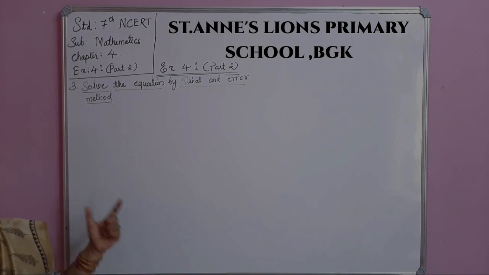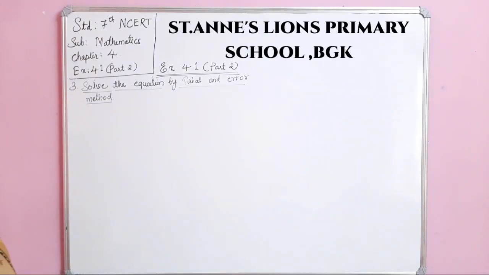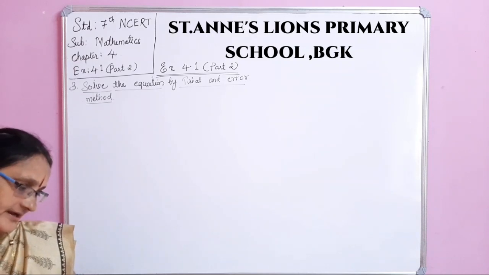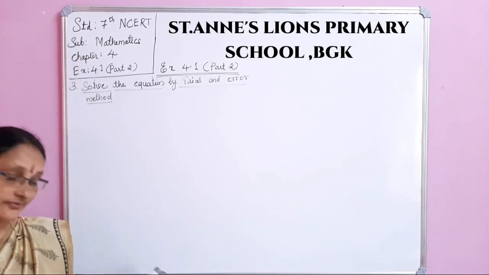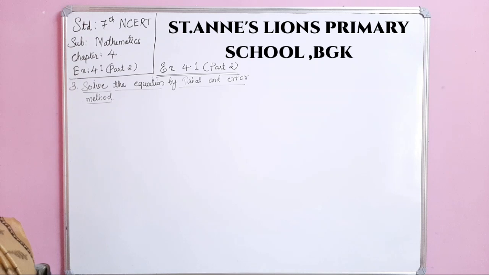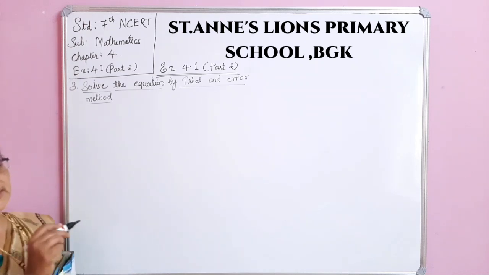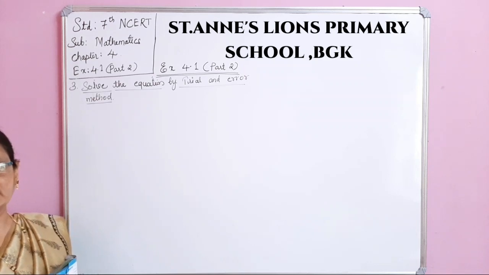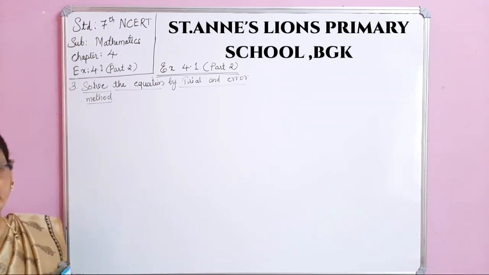See here students, third main. Solve the equation by trial and error method. Trial and error method, how to find out? Suppose the value is given, very easily we can find out whether it is a solution or not. In the previous main we have seen it.